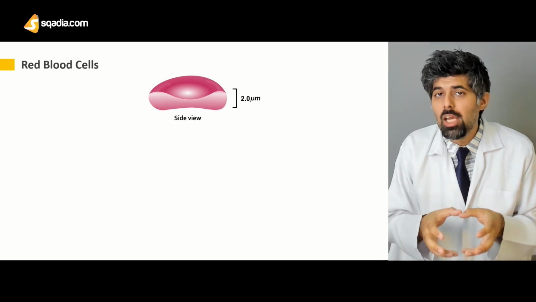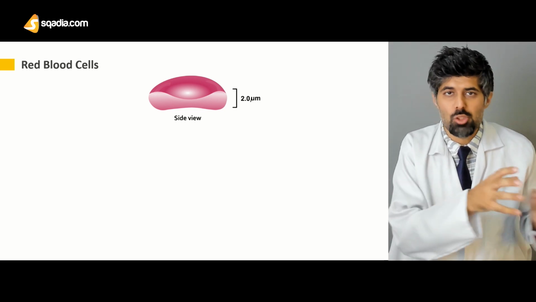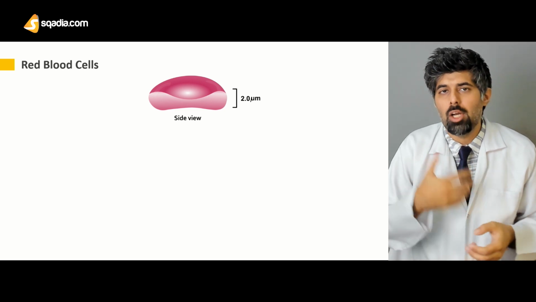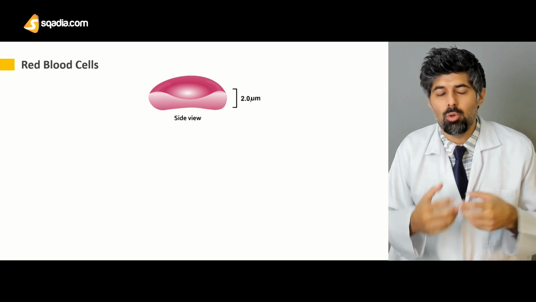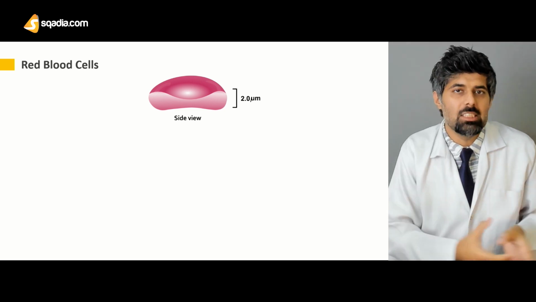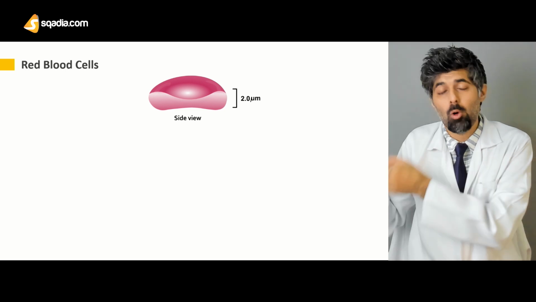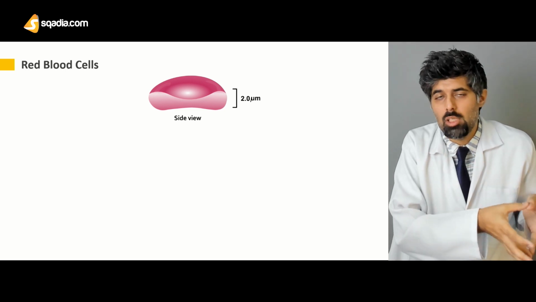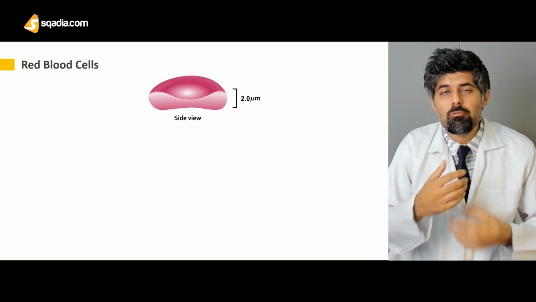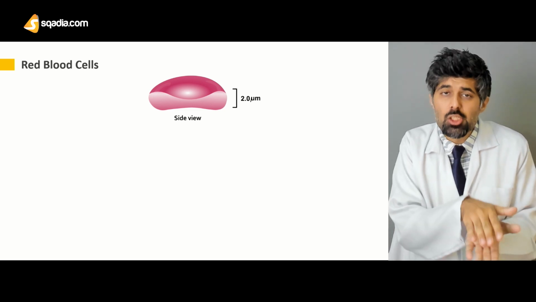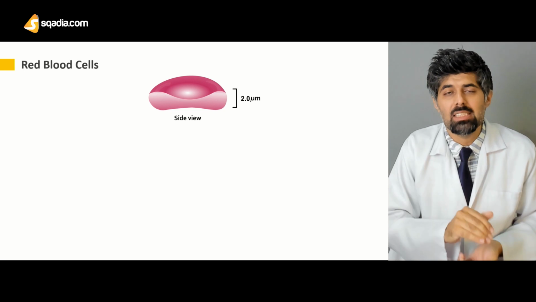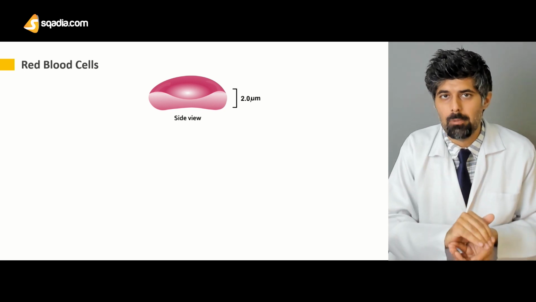Now, why do they have this particular shape? It is because they have to carry oxygen. And because oxygen is taken up by the RBCs by simple diffusion from the alveoli, they need to have the maximum amount of surface area. So this shape provides them with the maximum amount of surface area.